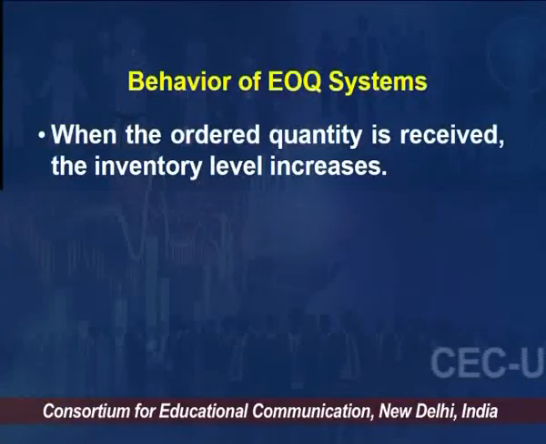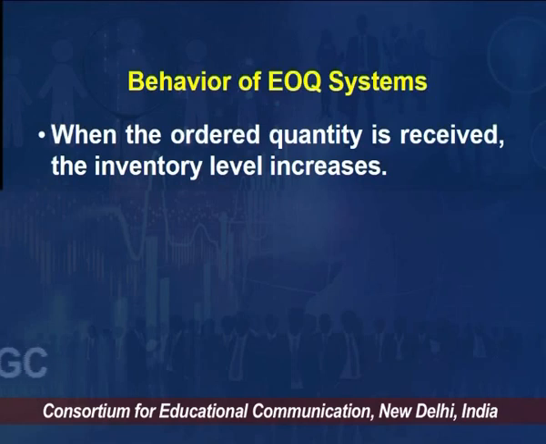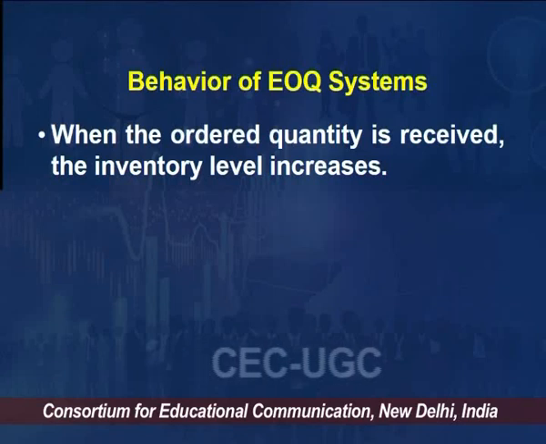So the amount ordered each time an order is placed is fixed or constant in the system which we are studying in the EOQ system, which is also known as a Q model. In a Q model, every time we will order that economic order quantity. So we'll be talking about what is that trigger point when you should order the materials. Then further, when the ordered quantity is received, the inventory level once again increases.